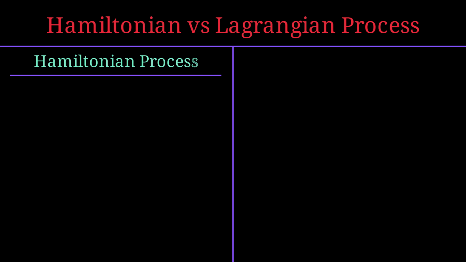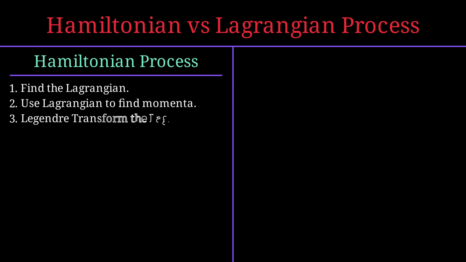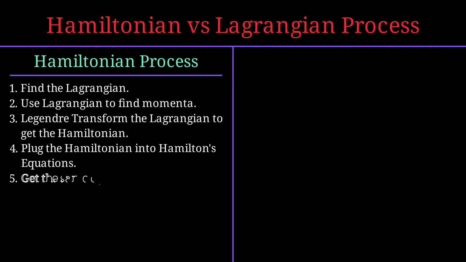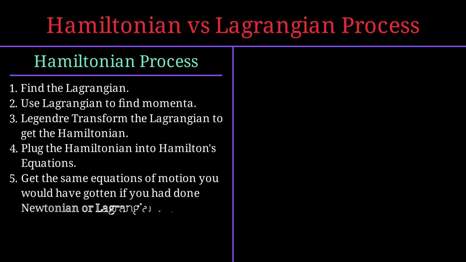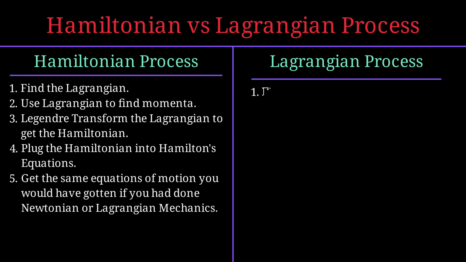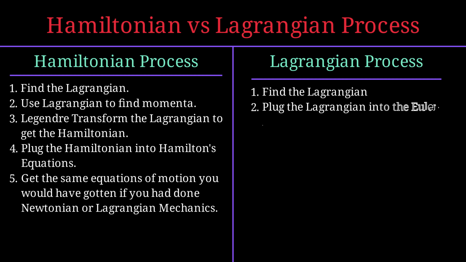In the Hamiltonian approach, we had to find the Lagrangian, then use the Lagrangian to find the momenta, then do a Legendre transform so we could find the Hamiltonian, then plug the Hamiltonian into Hamilton's equation to get the same exact equations of motion we would have gotten if we had just done Lagrangian mechanics from the start. In the Lagrangian approach, we find the Lagrangian, plug into the Euler-Lagrange equations, and we're done.